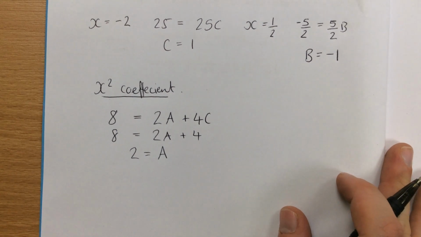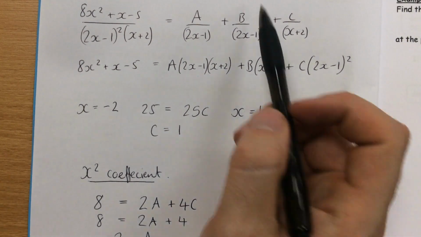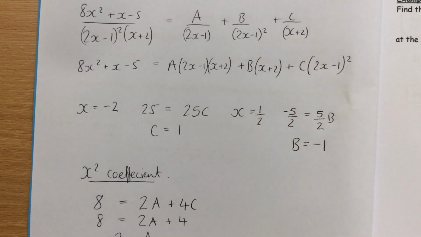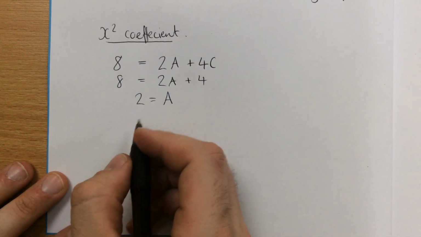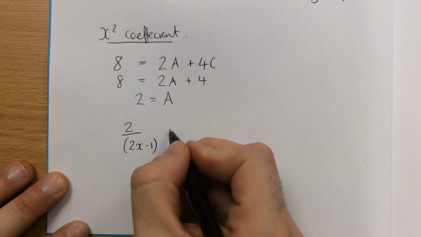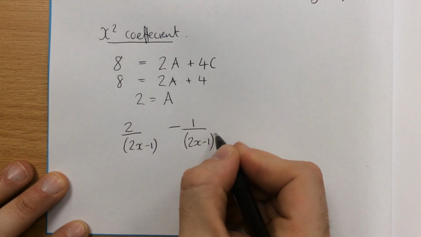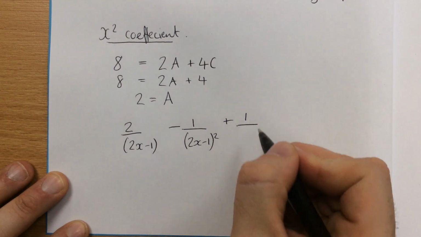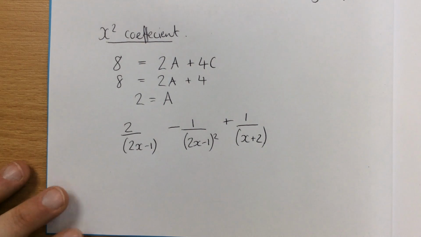And then we're just going to rewrite our initial three parts of the fraction that we had all the way back up here with our a, b, and c that we've just worked out, and that will be the answer. So this is going to end up as 2 over (2x - 1) minus 1 over (2x - 1)² plus 1 over (x + 2). And that is it expressed in partial fractions.